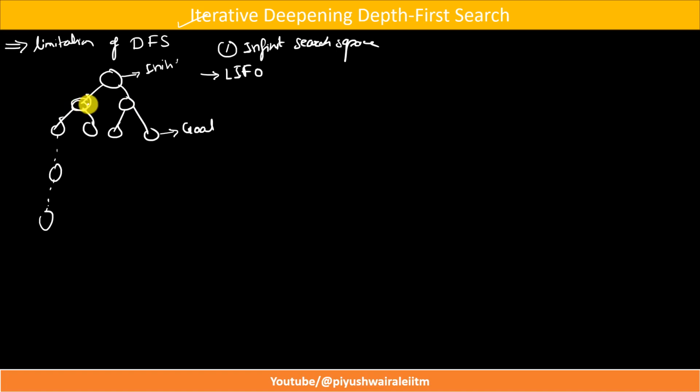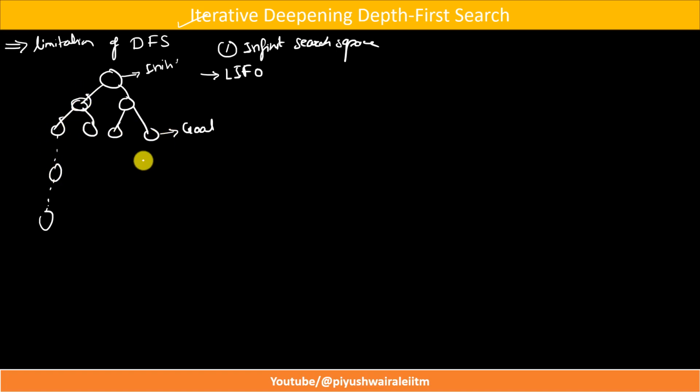Suppose the algorithm is following this particular path. First it will explore this node and compare whether it is my goal state or not. Then it will continue to follow this path and explore each node in it, going as deep as possible until it finds the goal state. But what if there is an infinite search space? Then it will never backtrack to an unexplored node.